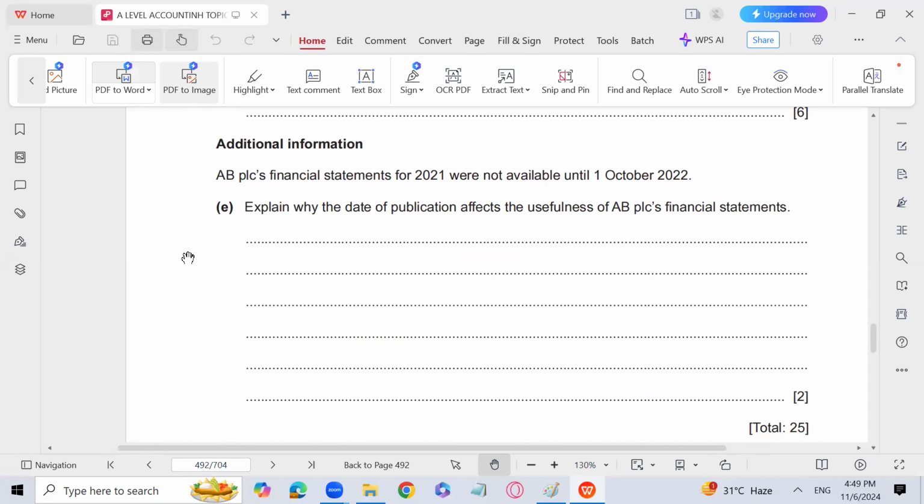If the financial statements are not available, if there is a delay in the financial statements, then the date of publication will affect the usefulness of the AB company's statements, because the investors will not be able to see the statement of financial position to invest. Banks use the financial statements for a loan. Other things can happen also.